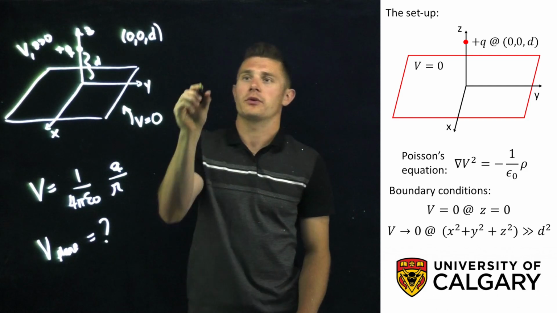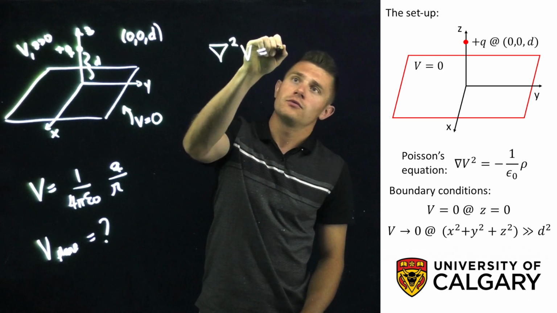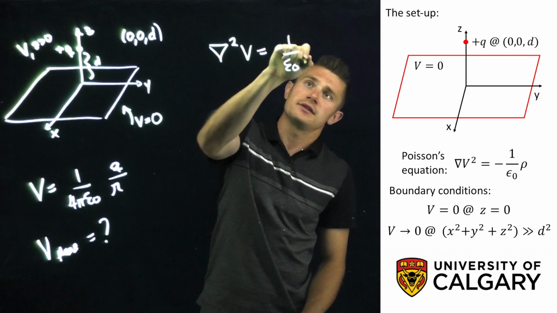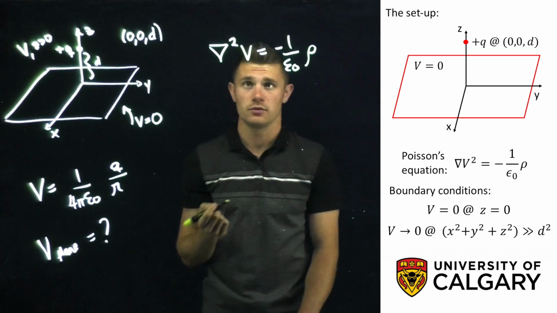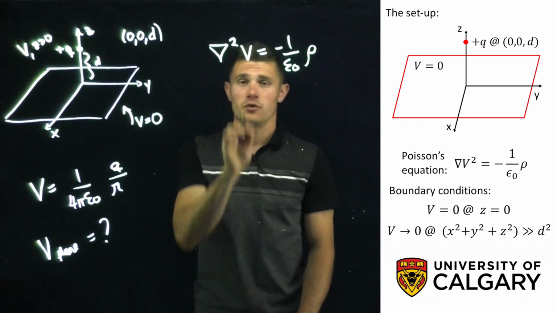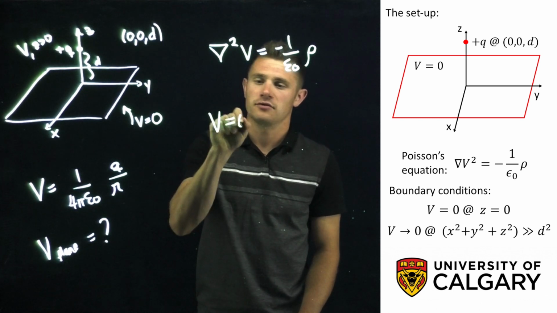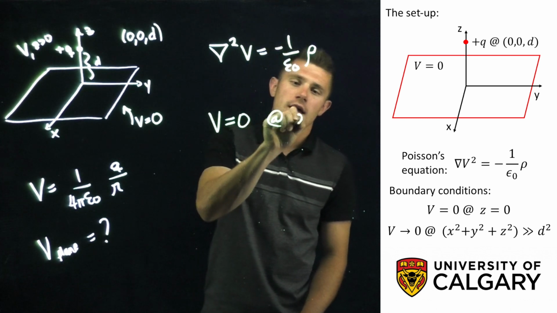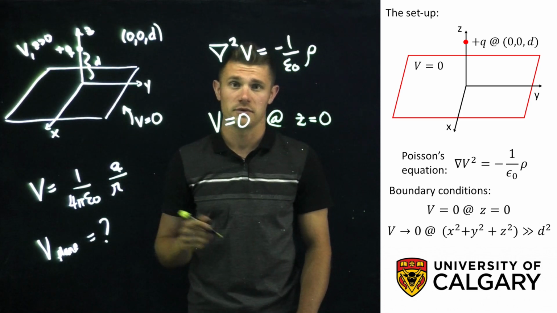So instead, we're going to want to take Poisson's equation, which says that the Laplacian of the potential V is equal to negative 1 over epsilon naught times the charge density rho. And we're going to want to solve this equation with the boundary conditions saying that our potential V is equal to 0 at position z equal to 0, which is what we said when we said the plane was grounded.